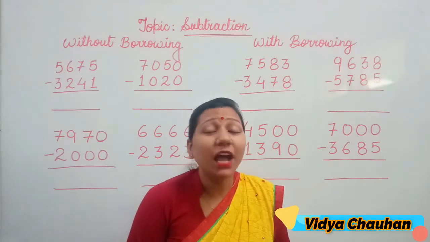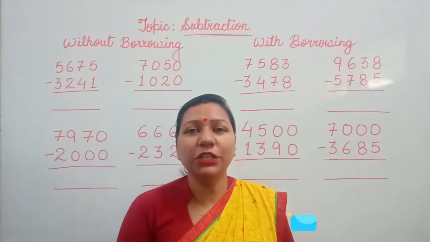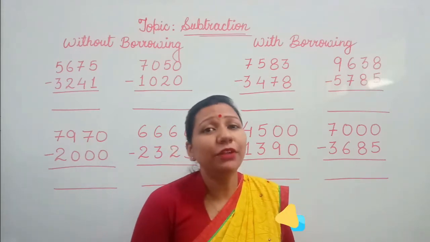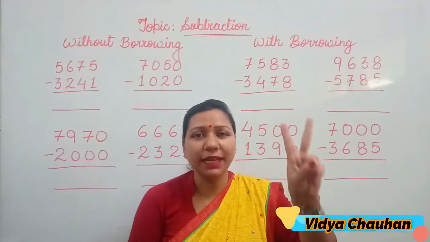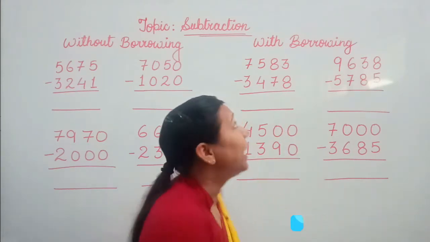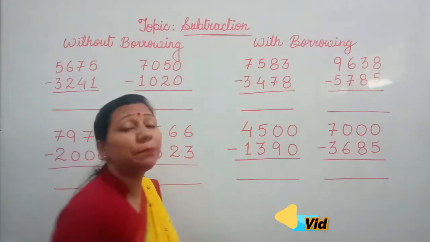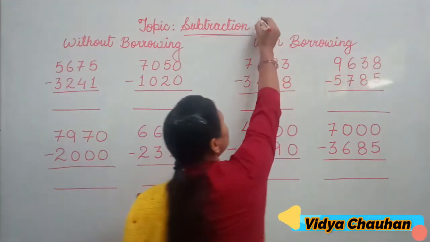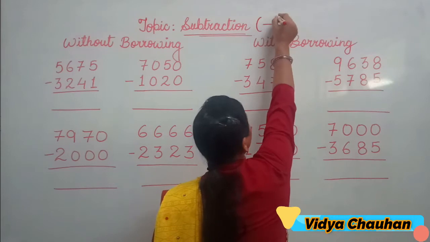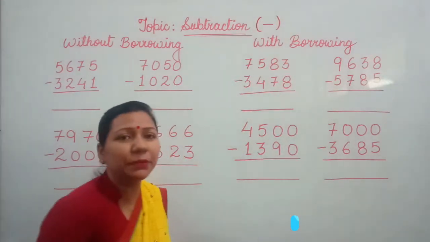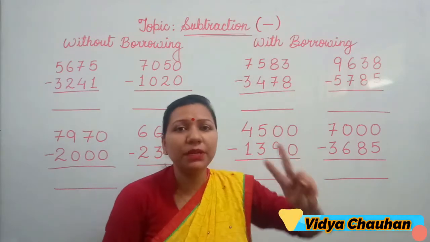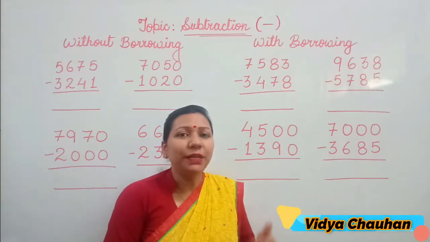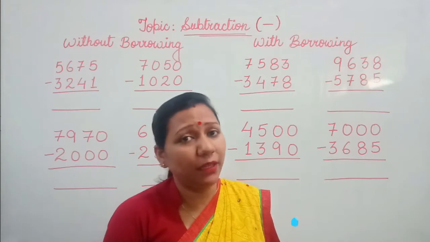Now students, after completing the first operation of addition, we will be starting the second operation used in mathematics. And what is it? It is subtraction. What is the symbol of subtraction? Subtraction is denoted by this symbol. Whenever you see this symbol between two numbers, two values, it means you have to subtract the number.